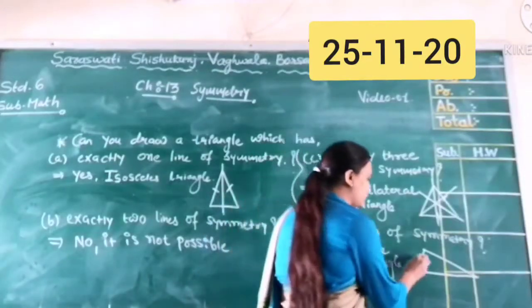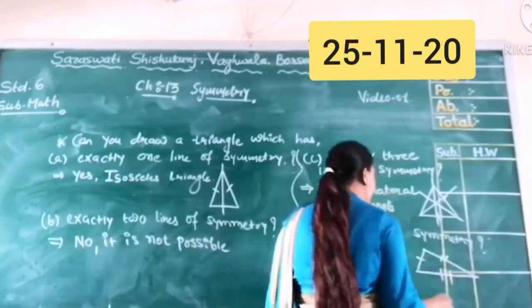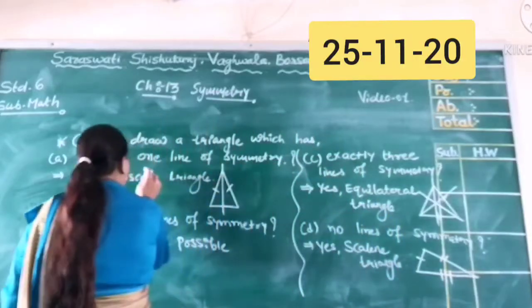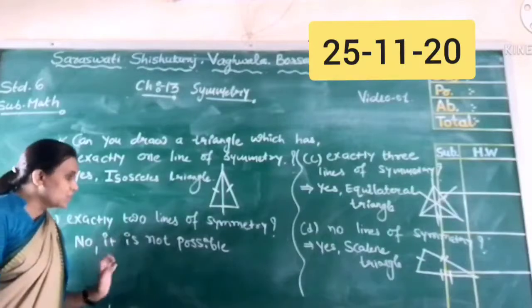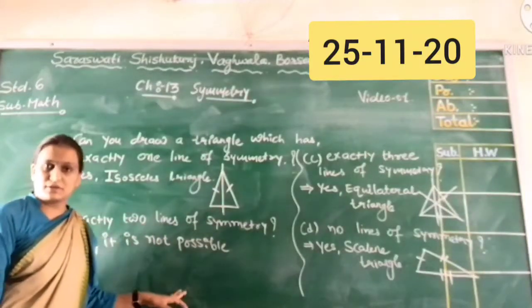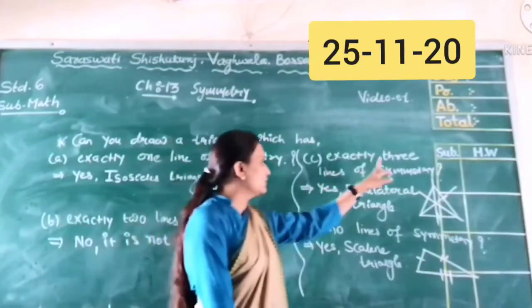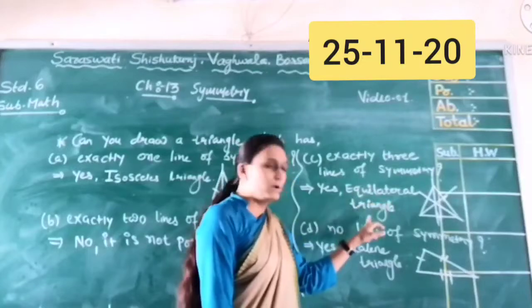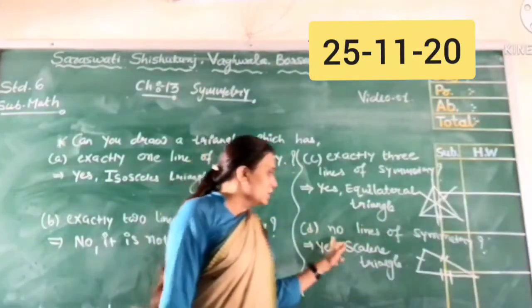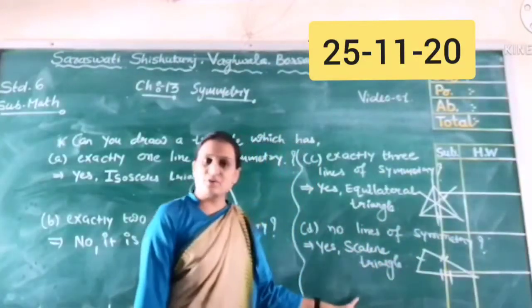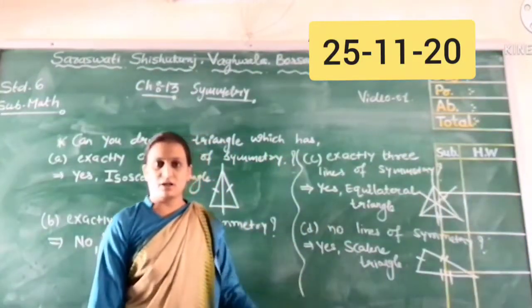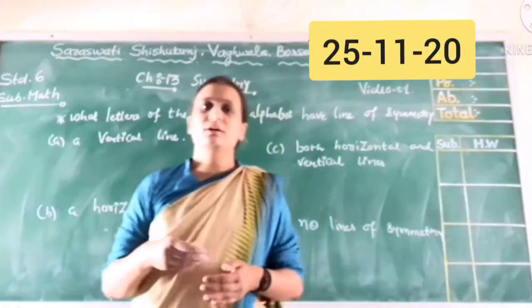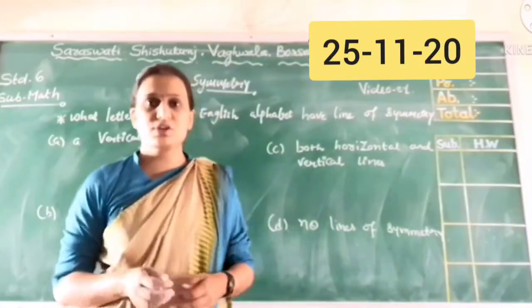This way we have to define the different triangles. One line of symmetry is in an isosceles triangle. There is no triangle in which there are exactly two lines of symmetry. Exactly three lines of symmetry an equilateral triangle has, and no line of symmetry a scalene triangle has. Okay, so these are the four different examples of triangles. So we have learned lines of symmetry in different shapes.